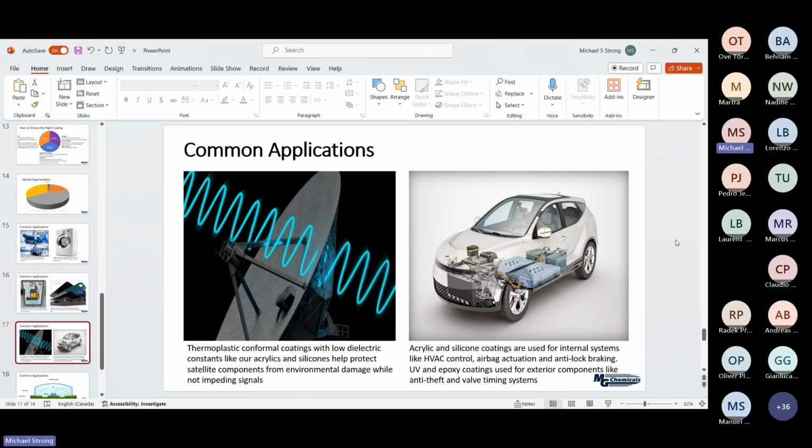And then again, we see thermoplastic materials like our acrylic and silicone acrylic coatings used in car interiors where the environment is a lot more controlled than with the outside. So that can be the HVAC control, air actuation, anti-braking systems, things like that. Whereas UV and epoxy tend to be more components under the hood of the car where you could be exposed to road salts, fuel vapors, things like that.